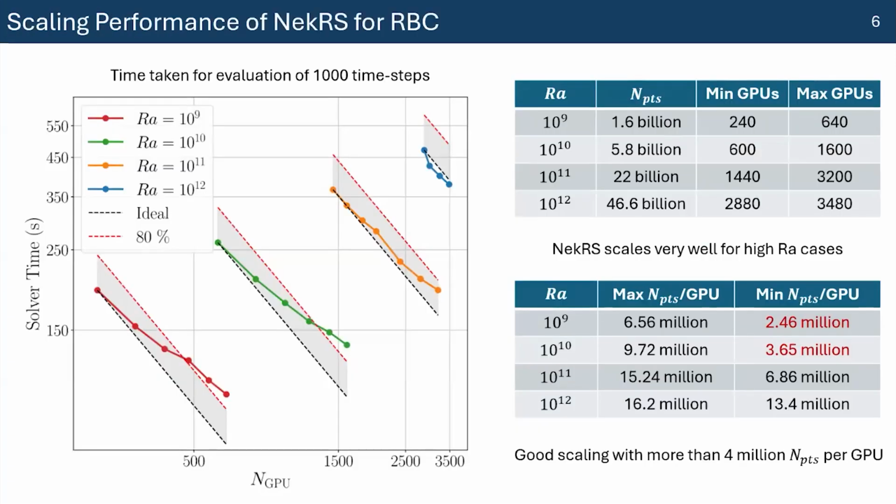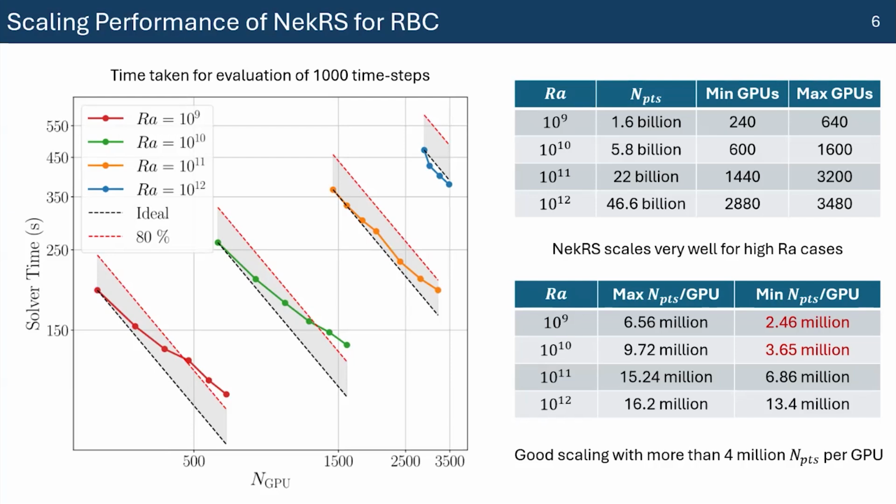And one more thing that I would like to briefly talk about is how NECARIS scales for Rayleigh-Bénard convection. So these are some of the times taken by NECARIS for computing 1,000 time steps. In seconds, we have plotted the time taken by NECARIS for computing 1,000 time steps for Rayleigh 10 power 9, 10, 11, and 12. So these are the highest Rayleigh cases.